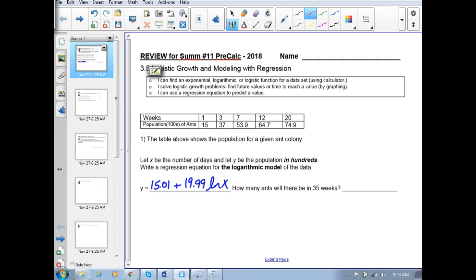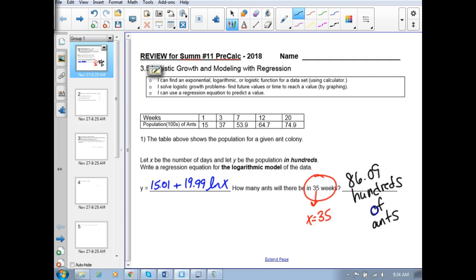And then how many ants will be there after 35 weeks? So because you stored it into y1, you could easily go to your table. But you just need to somehow plug in x equals 35. And then your answer comes out to, now on my calculator, 86.09, but remember that's hundreds of ants. So I guess a better answer would be, like, multiply that by 100, right? So like 8,609 ants. And again, it's an approximation. We're talking about ants, it's not life or death here.